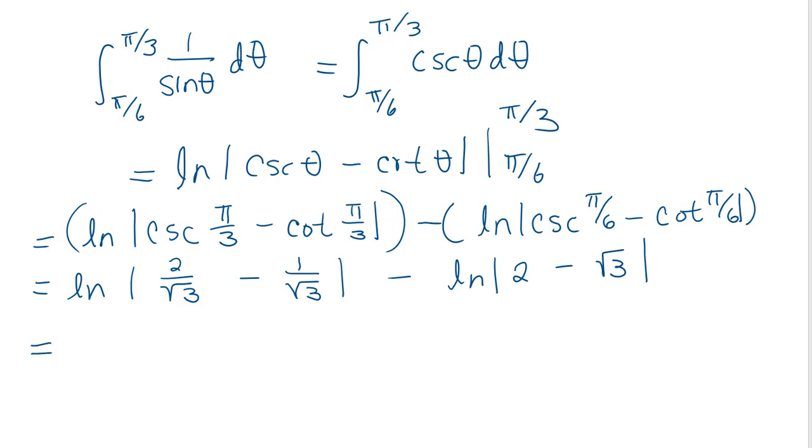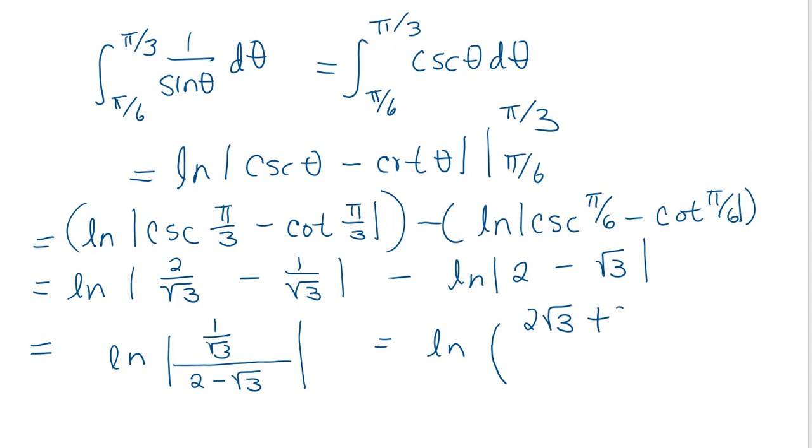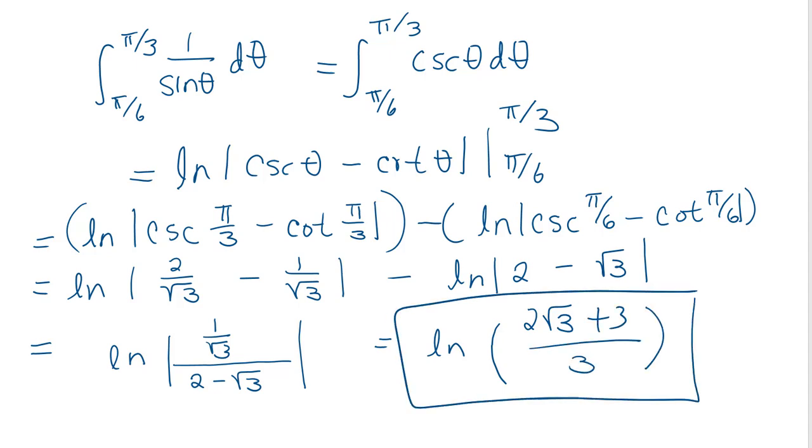Now let's use some log properties. We can write this as 2 minus 1, same denominator, would be 1 over the square root of 3. And because it's a minus sign, we will divide by what was subtracted, which was 2 minus the square root of 3. A little bit of algebra, and this would clean up to 2 times the square root of 3 plus 3, divided by 3. There you go.